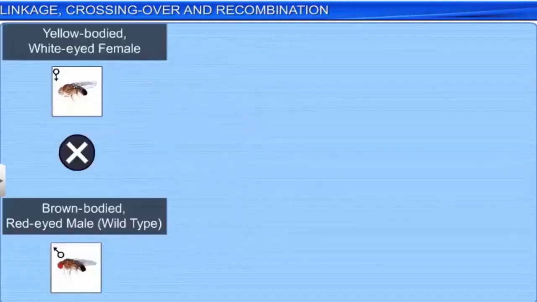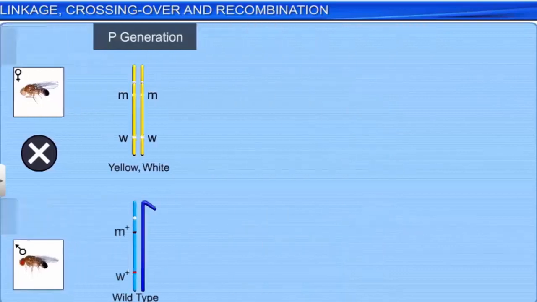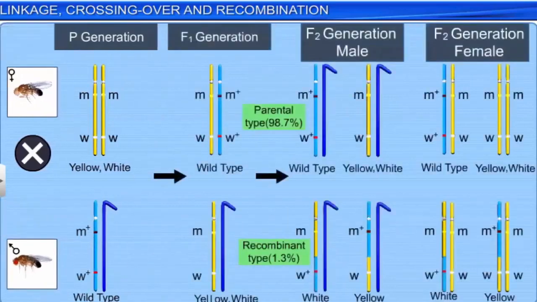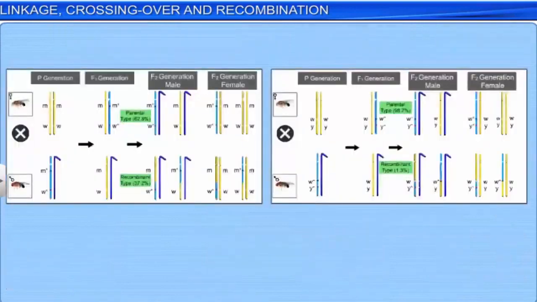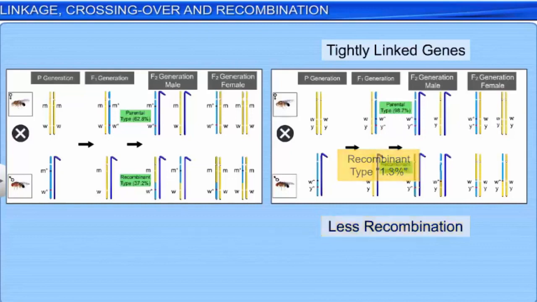Now, let's consider another experiment conducted by Morgan, where he crossed white-eyed miniature winged females with the genotype w m with red-eyed normal winged males with the genotype w+ m+. From his experiments, Morgan noticed that tightly linked genes, or genes nearer to each other, showed very little recombination, while loosely linked genes, or genes far from each other, showed higher recombination.